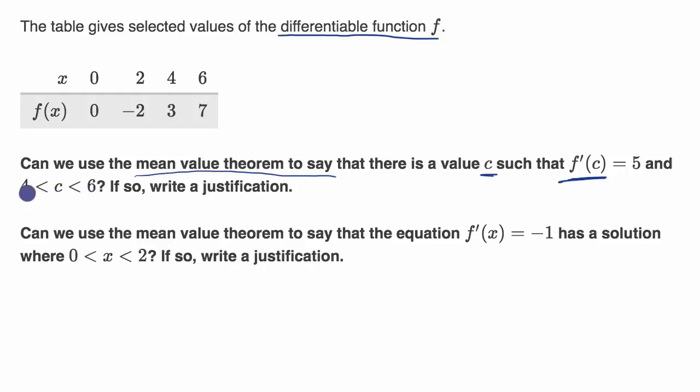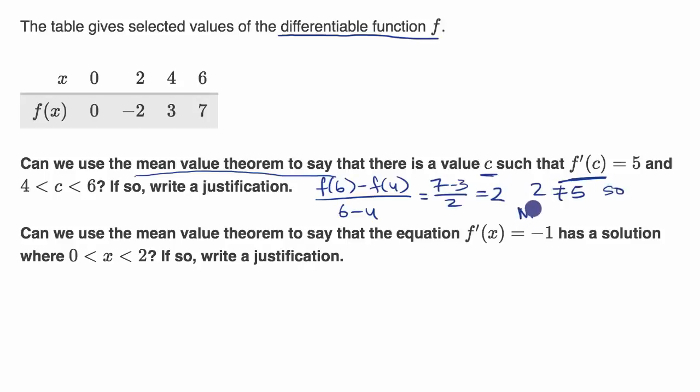And so let's figure out what the slope of the secant line is between 4 comma f of 4 and 6 comma f of 6. And if it's equal to 5, then we could use the mean value theorem. If it's not equal to 5, then the mean value theorem would not apply. And so let's do that. f of 6 minus f of 4, all of that over 6 minus 4 is equal to 7 minus 3 over 2, which is equal to 2. So 2 is not equal to 5, so the mean value theorem doesn't apply. All right, let's put an exclamation mark there for emphasis.